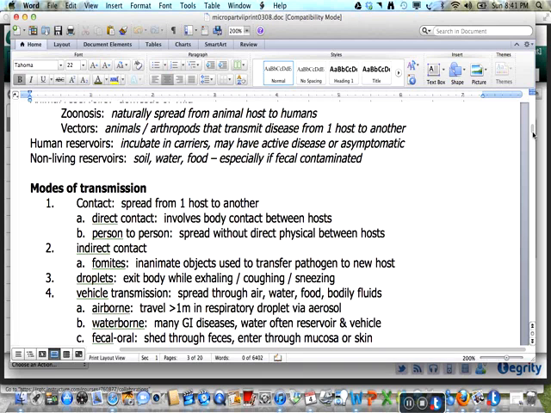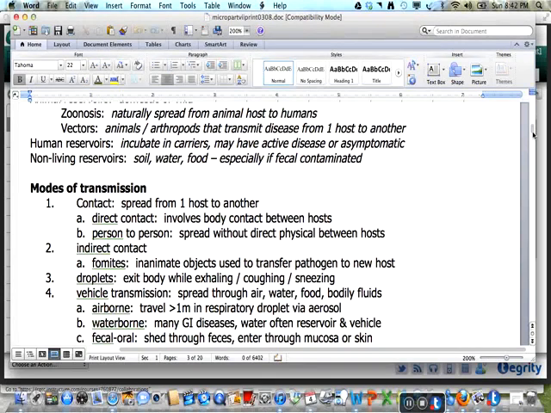There are several modes of transmission, which can be summarized as the 4 F's: flies, feces, fingers, and food. Contact transmission is spread from one host to another, with direct contact involving body contact between hosts and a person-to-person contact spread without direct physical contact. Indirect contact sources include fomites, which are inanimate objects used to transfer pathogens to a new host. Doorknobs, faucets, and children's toys are all common fomites.